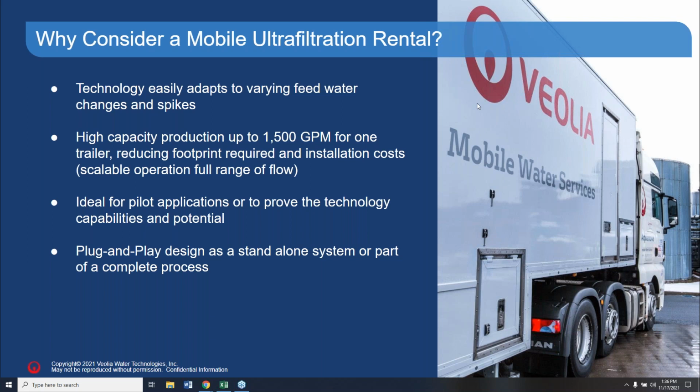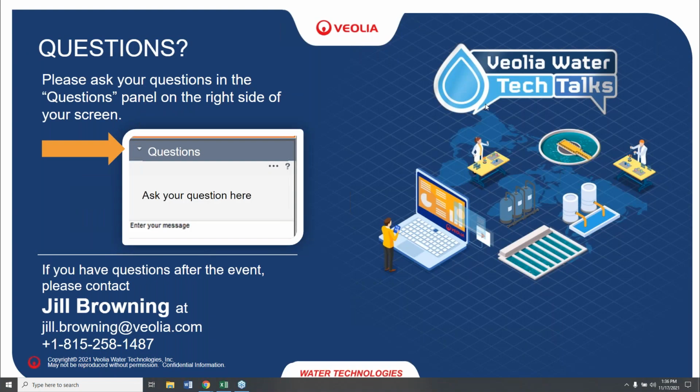Other applications might include a variance or an unexpected change in the customer's feed water chemistry. Perhaps an existing system isn't operating successfully or reliably, or in fact, production may have increased in the plant, demanding an increase in water treatment. Next slide.